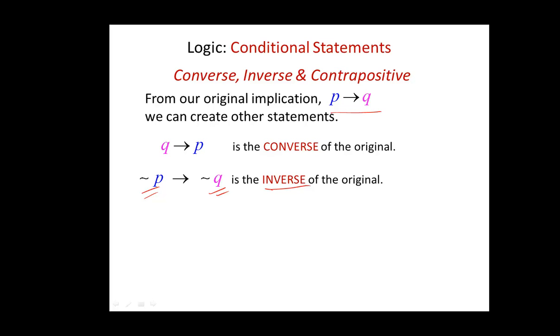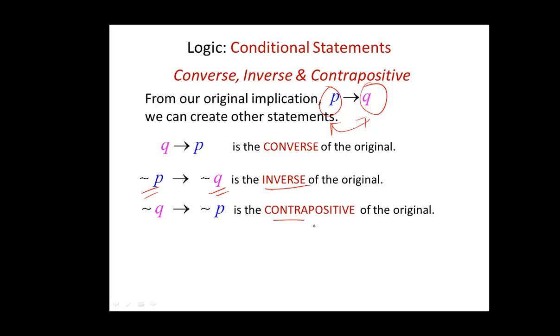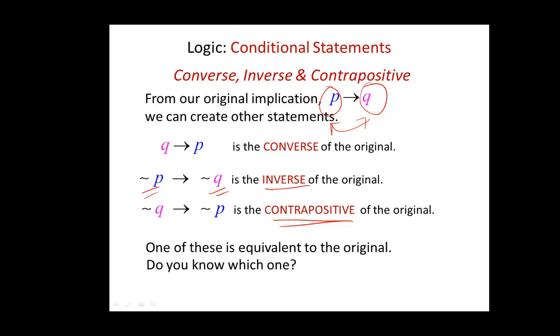Now we're going to take the inverse and swap those out to get the contrapositive. Here we negate the premise, we negate the conclusion, and we also switch them. That's how we get the contrapositive. One of these is equivalent to the original. In other words, it has the same truth value as the original. Do you know which one it is?